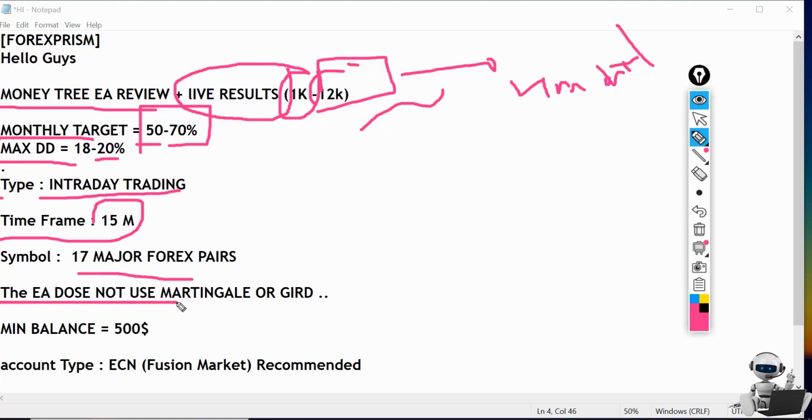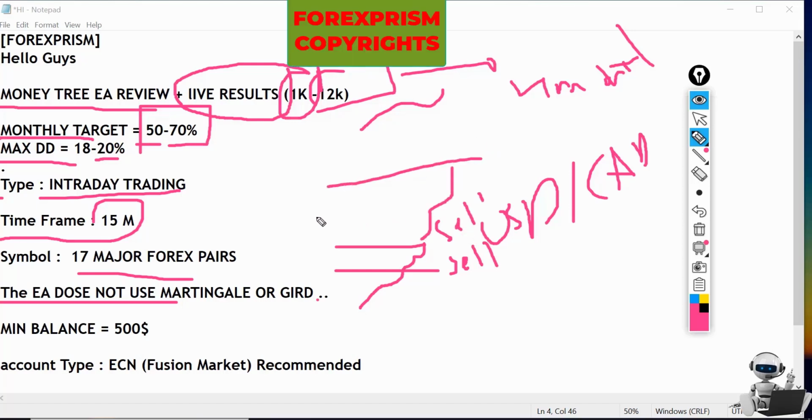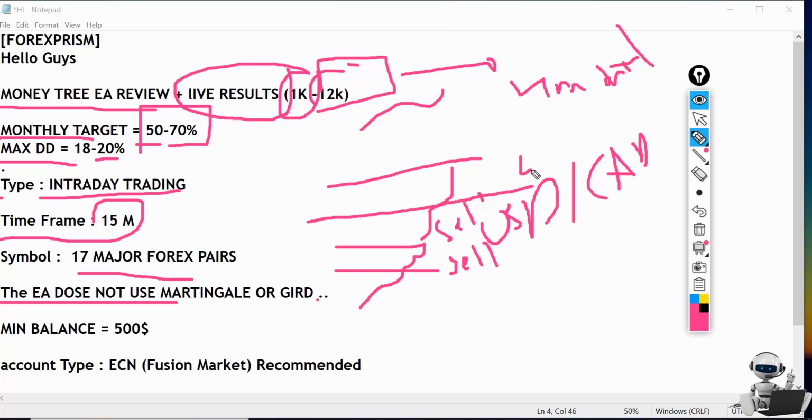EA does not use martingale or grid, but however does use one technique for the recovery. For example, let's say we have USD CAD, and in this we have two trades that are selling. If the price goes up, it will try to open another one, and if the price goes up, it will try to open a third one, and it will make sure that the trailing stop loss is here. So whenever the price returns, it will close all the trades, with the maximum losses. So it kind of uses some averaging, but I believe it is from 3 to 4 trades at the maximum.